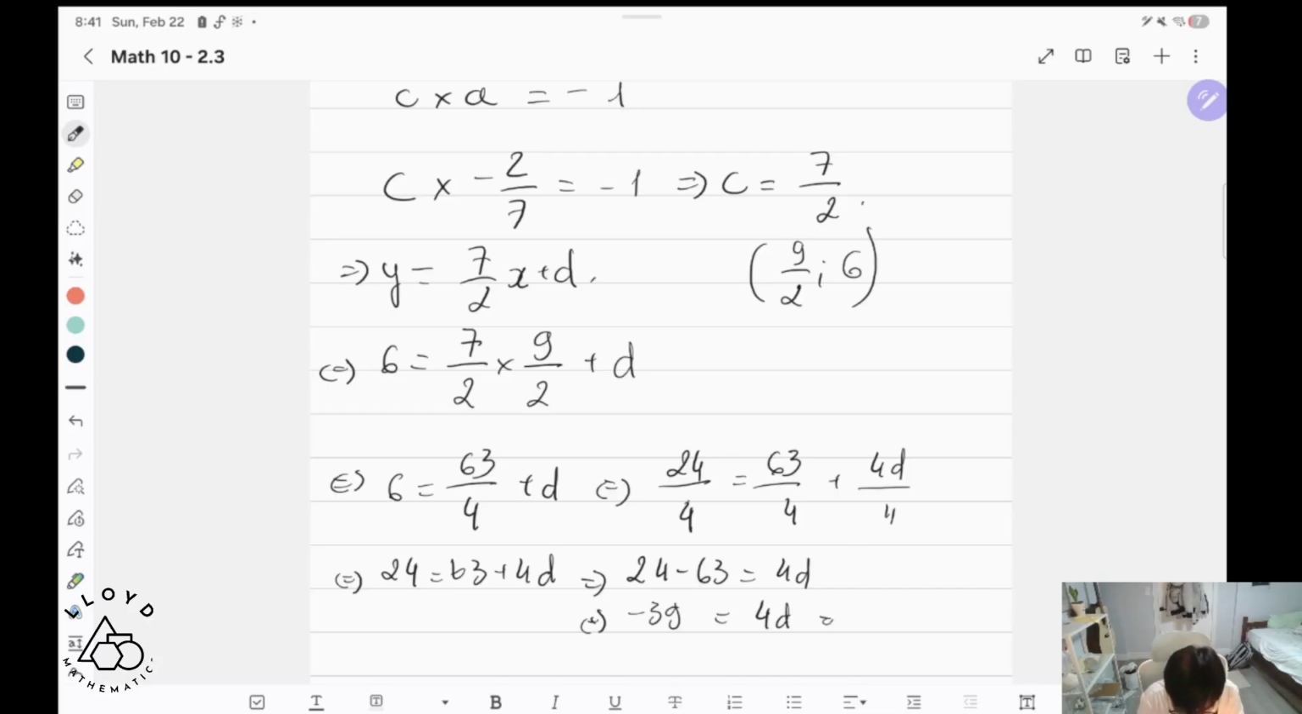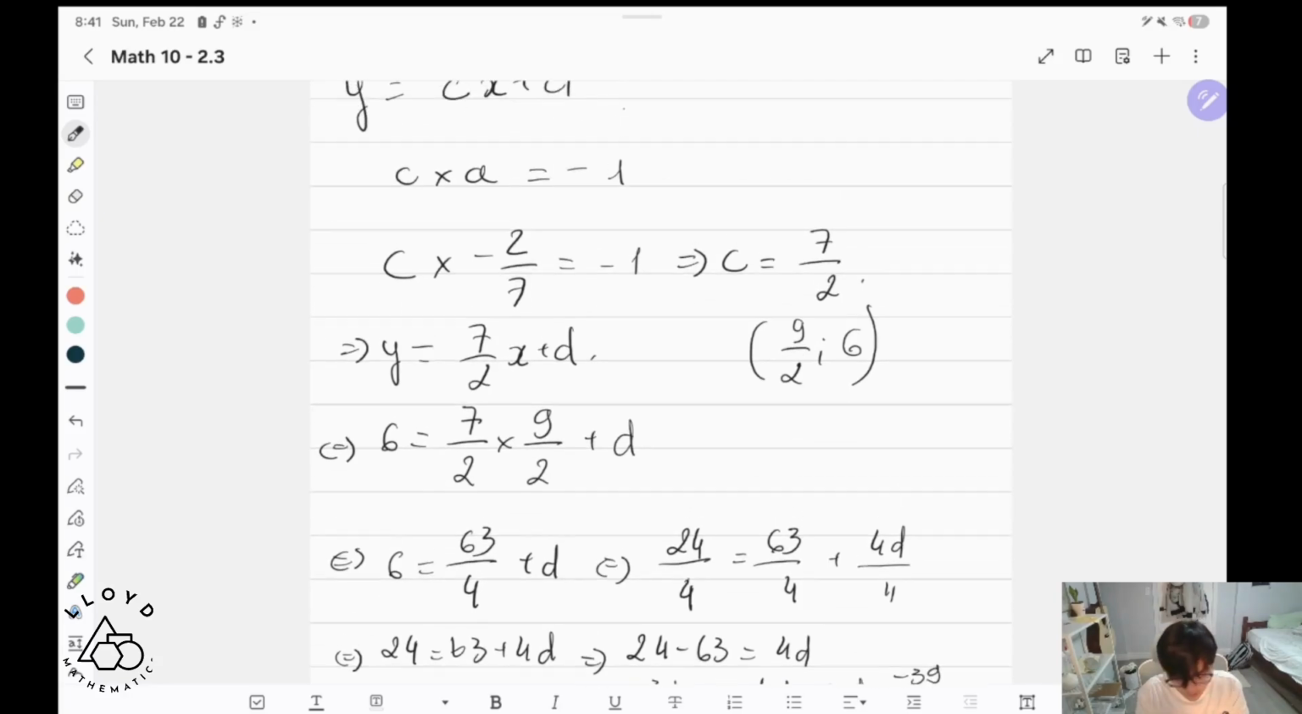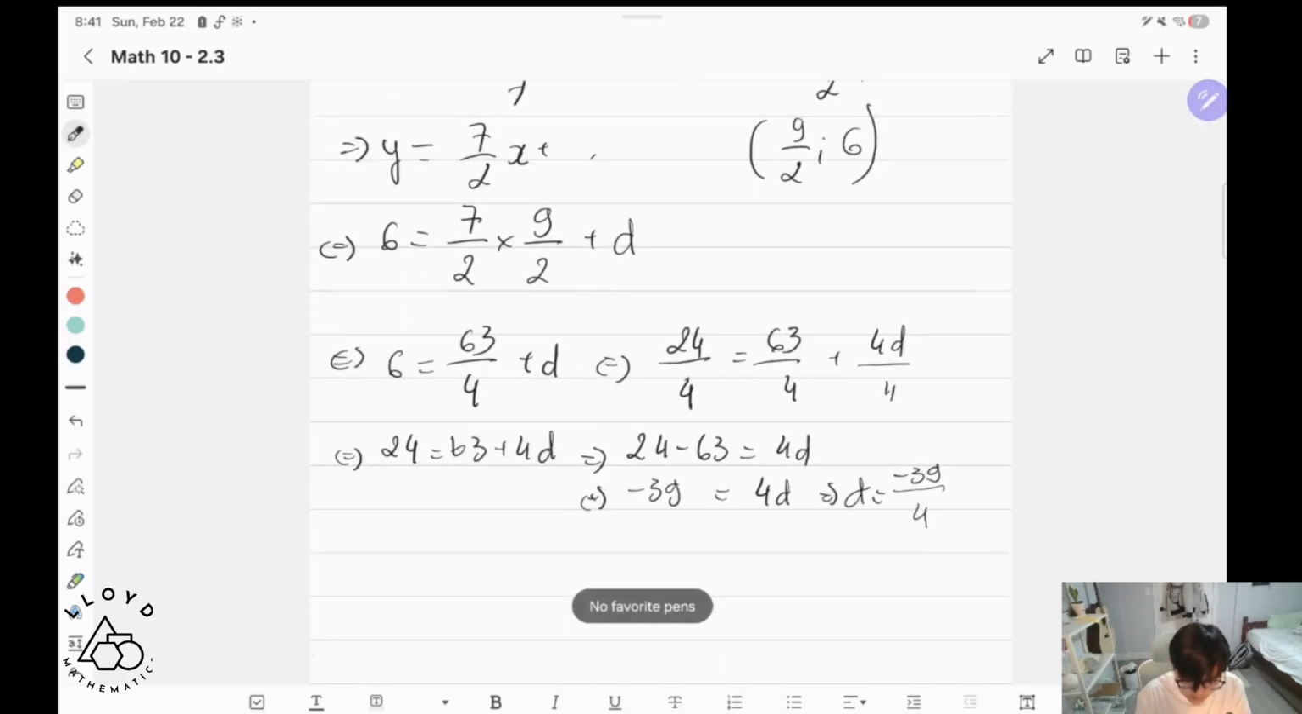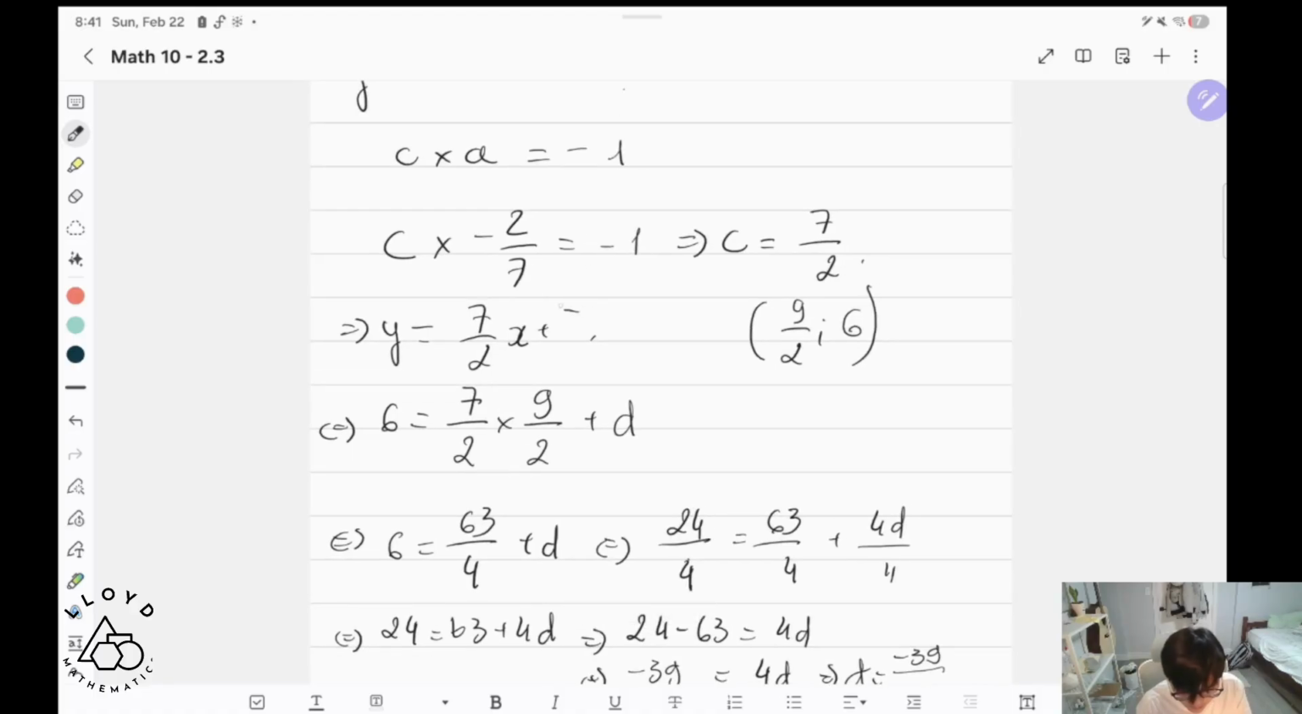So d here is minus 39 over 4. With that, we can replace d with minus 39 over 4. So we already have the equation that we needed to find. With this example, we know how to solve the questions in chapter 2. And with that, I'm done for today. Thank you for listening.